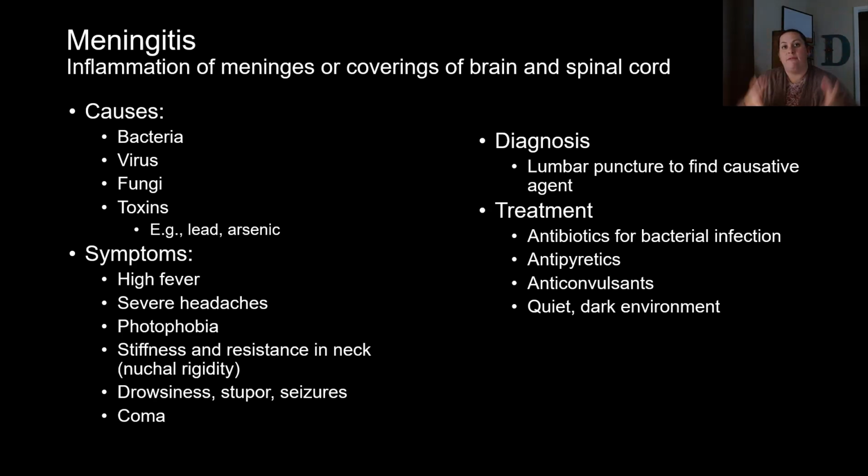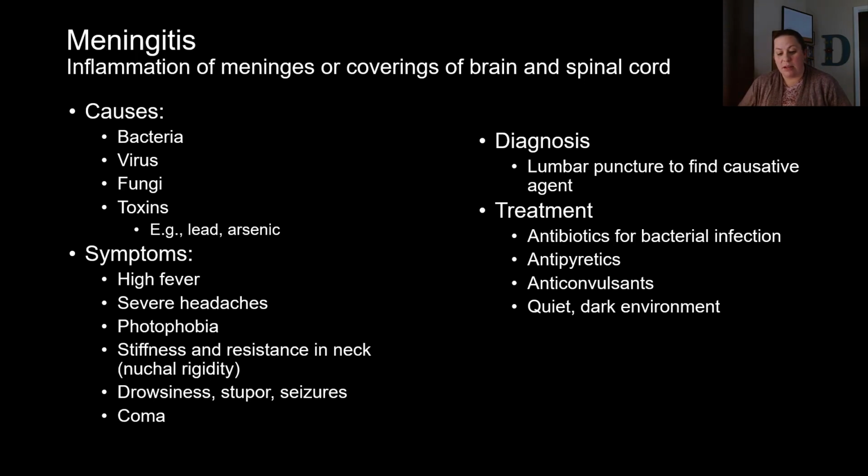There are special coverings around the brain and the spinal cord called the meninges. This is when these guys get inflamed. Again, the cause could be anything from bacteria, virus, fungus. There could even be toxins like lead poisoning or arsenic that could cause meningitis to occur. And this again is anything that causes inflammation to happen.